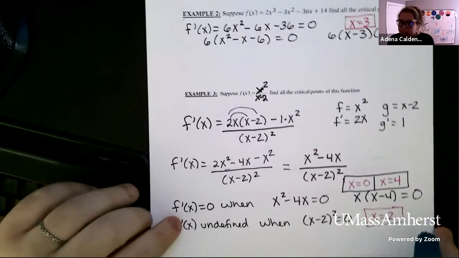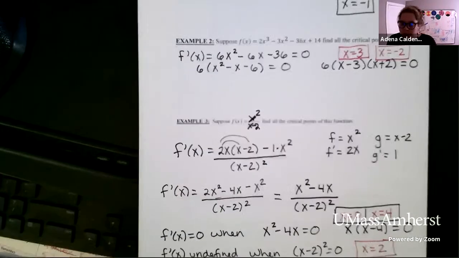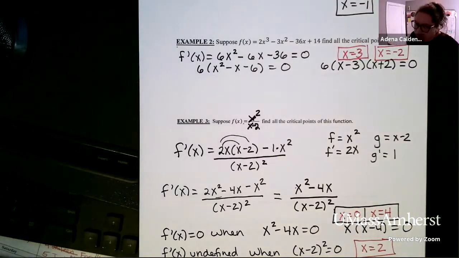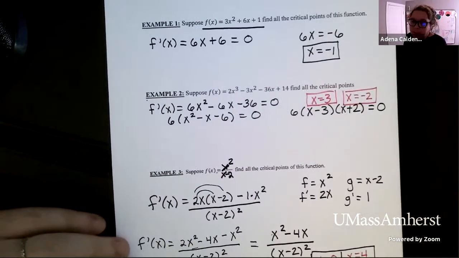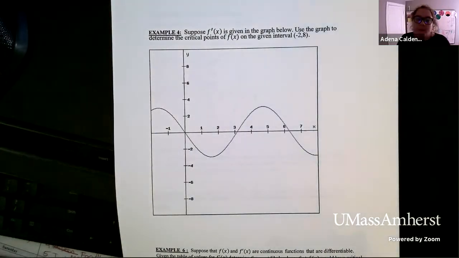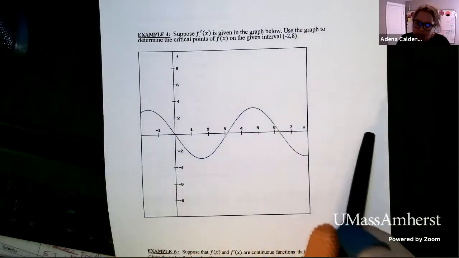Okay, so these 3 examples are all algebraic. So we had algebraic functions that we were then using and doing these rules too. But we can also think about critical points in other ways, right? So graphs and tables are other ways that we often present information. So let's look at some examples where we are not doing it algebraically to make sure that we can apply sort of the same ideas, okay? So suppose that f prime of x is given in the graph below. Use the graph to determine the critical points of f of x on the given interval -2 to 8. So that's what we see here, -2 to 8.